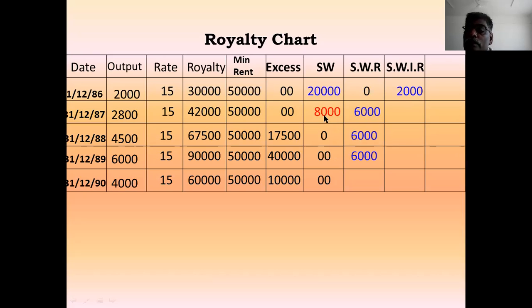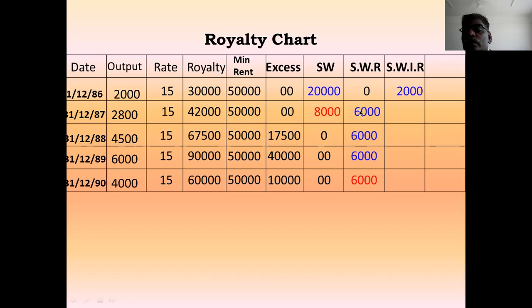And if you consider this 8,000 rupees, for the second 8,000 rupees, next 3 years. Next 3 years means 1, 2, 3. That means 88, 89, 90. 88, 89, 90 are the next 3 years. But the amount is already mentioned here, so it is not possible. Out of 8,000, you can recover only 6,000 here because these columns are already filled. There is no space because the maximum limit is covered here.